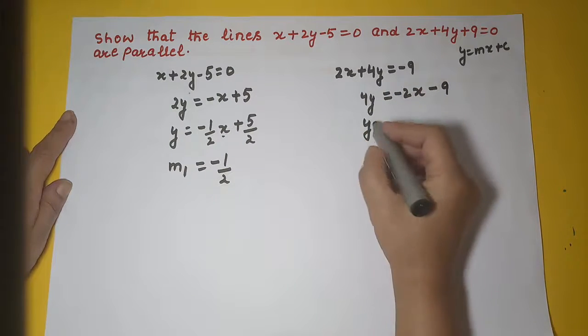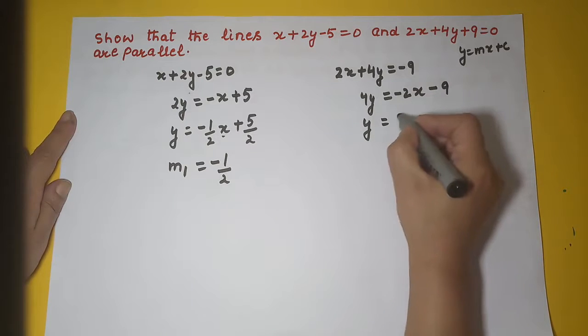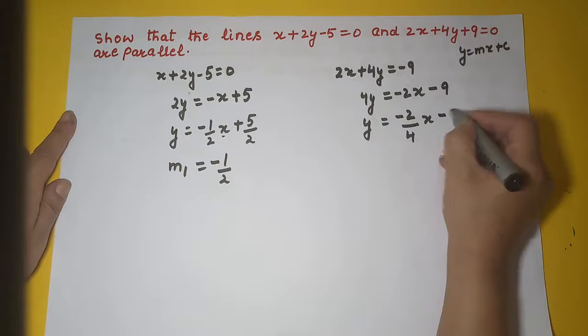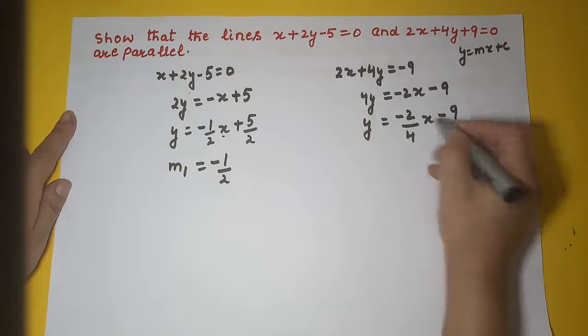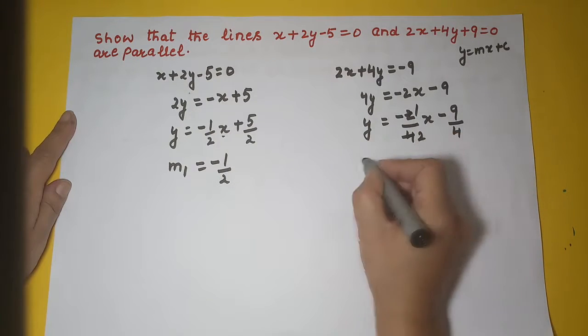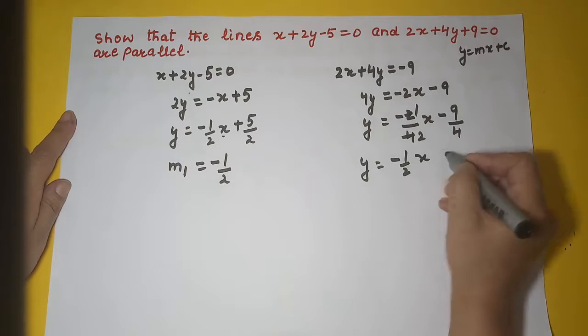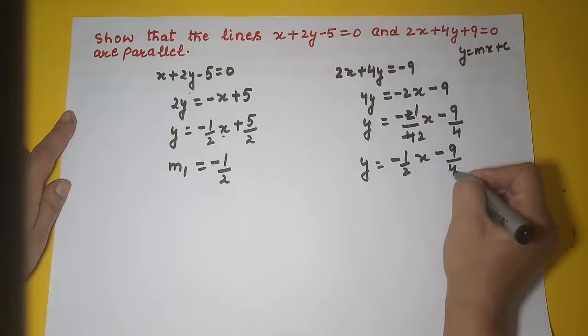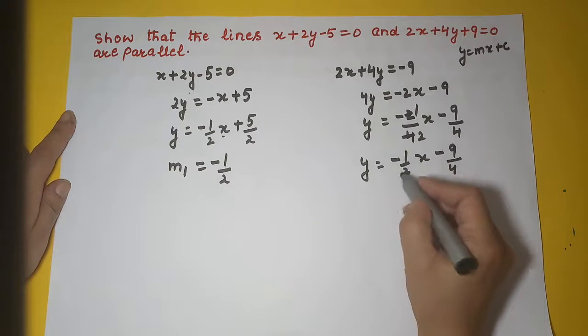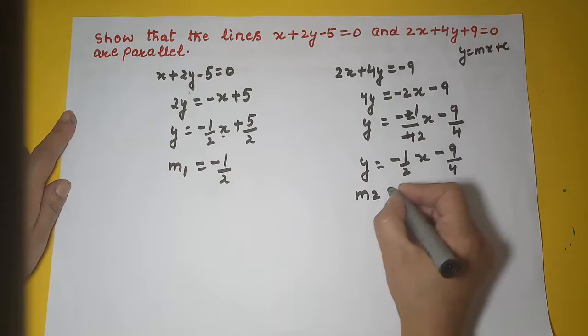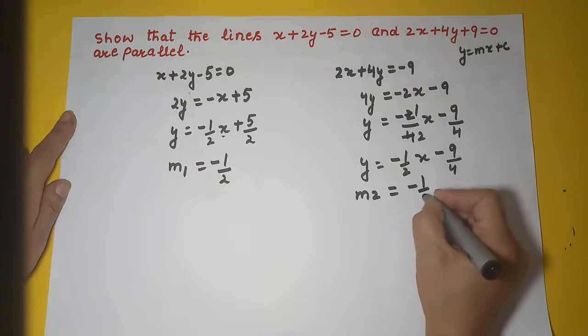So basically we have to make y as the subject. So minus 2 upon 4 into x minus 9 upon 4. So 2 ones are 2, 2 twos are 4. So y is equal to minus 1 by 2 x minus 9 by 4. So what is the coefficient of x? Minus 1 by 2. So what is the slope of this line? We'll name it as m2 equal to minus 1 by 2.